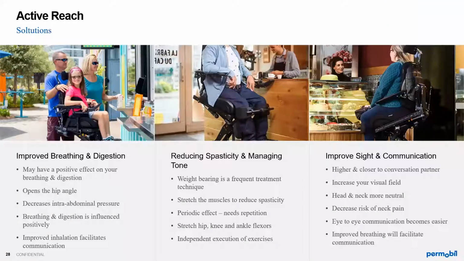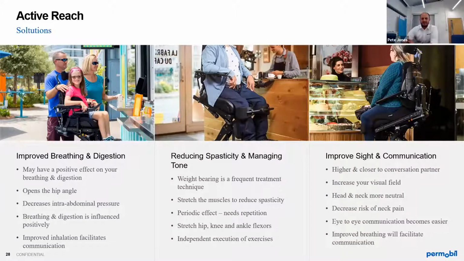Anteriorly tilting allows for weight bearing to be applied to the lower extremities, which is a frequent treatment for this technique. The power function also allows the movement and the stretch of muscles to reduce spasticity, helping to enhance therapy goals and support or improve the existing range of movement.